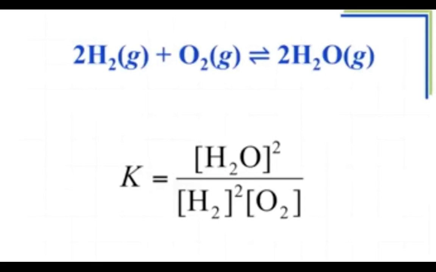So what I can look at here is I have a balanced equation, 2 hydrogen plus oxygen yields 2 water. And note that we are looking at these all in the gas phase. We'll talk in just a second about how we deal when we don't have everything in the gas phase.